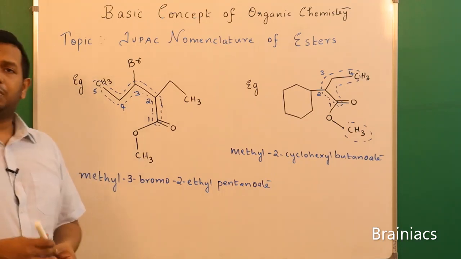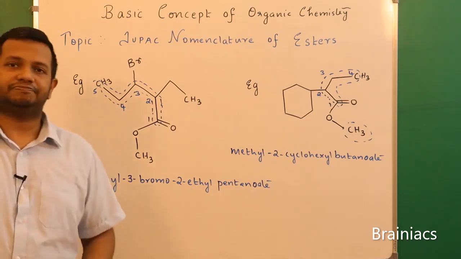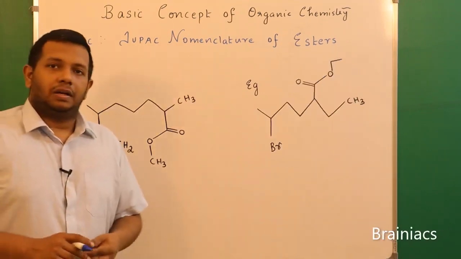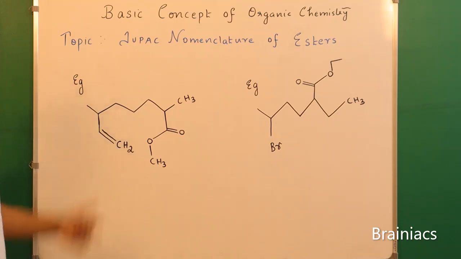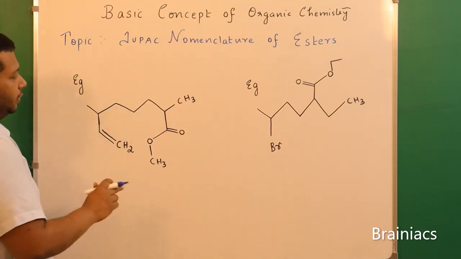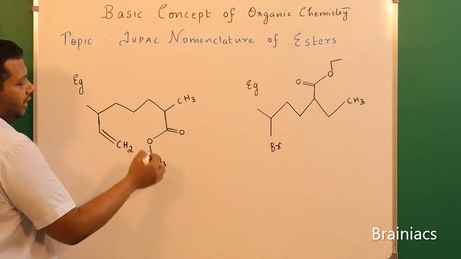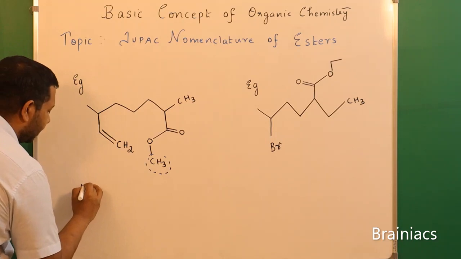So we can see one more question from this area for your better understanding. Hi students, so let's see the next examples. Here also, in the first example, you could see the functional group COO, so I could see the O linkage. So the alkyl group here is methyl. So I will start by writing methyl.